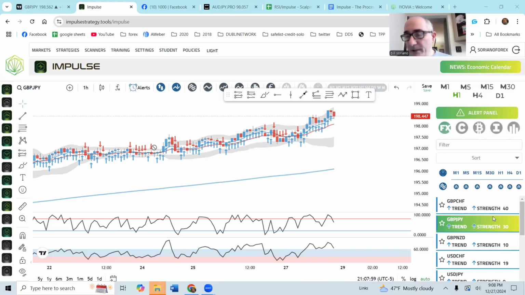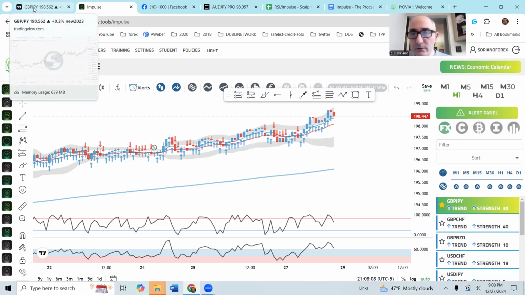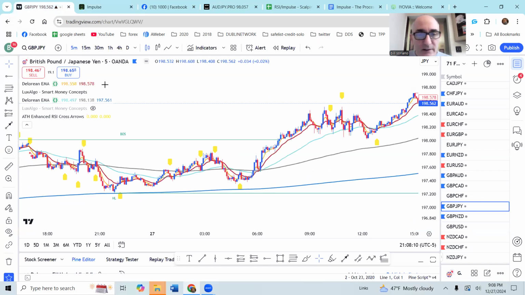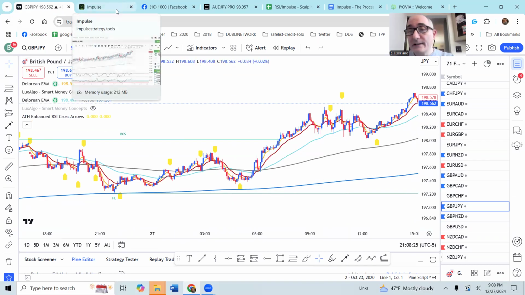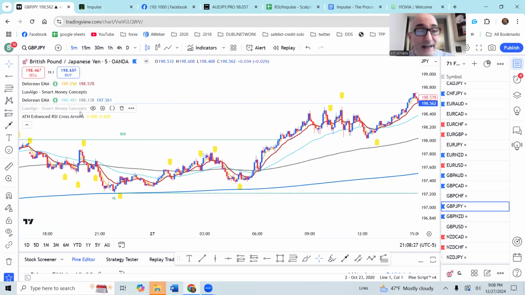And then once you get a pair like this, you're going to highlight them on here. That's going to bring them to the top of the chart. And then you're going to go over to TradingView. And you can see here that I already have the indicator on. The indicator is called the ATH Enhanced RSI Crossover Arrows Indicator. Again, you have to be a customer of our company to get access to the impulse scanner, and a customer of our community and company to get access to our proprietary indicator.